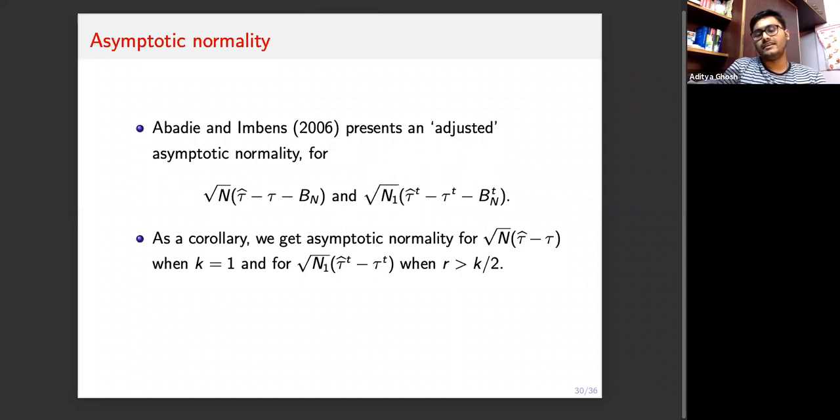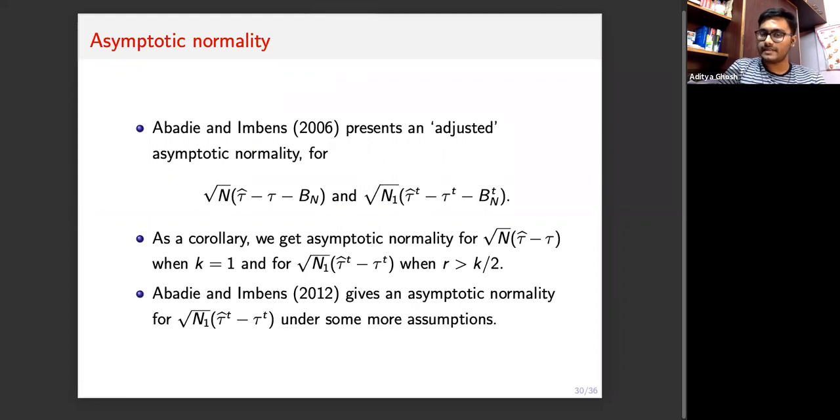And of course, as a corollary, you can also get the asymptotic normality without the bias in the other two cases that I talked about in the last slide, that for ATE when k equals 1, and for ATET when r is sufficiently large, r is greater than k by 2, and n naught is greater than n1 power r. So the general results are absent in these regimes, and there is a more recent paper by Abadie and Imbens that gives asymptotic normality for the treated case when matching is done, I should have mentioned here, without replacement. In their 2012 paper, they considered that case when matching is done without replacement, and they considered some more assumptions. Under that, they prove an asymptotic normality for this estimator on the treated.